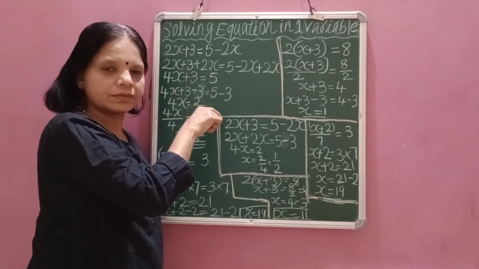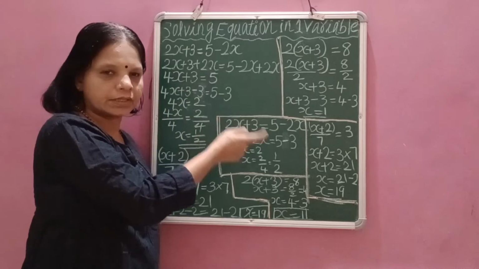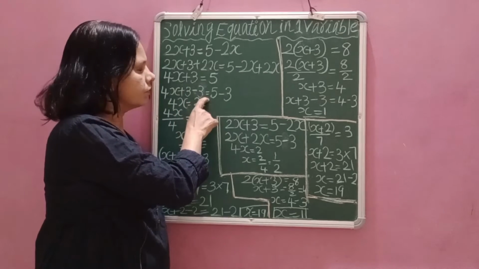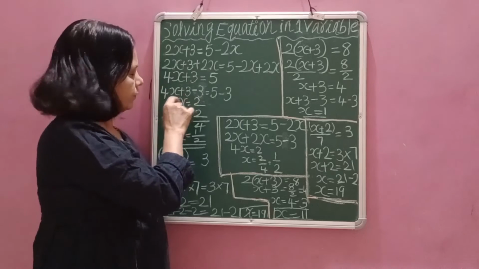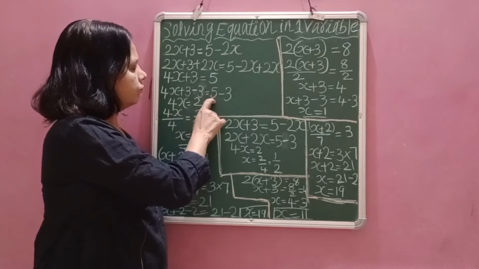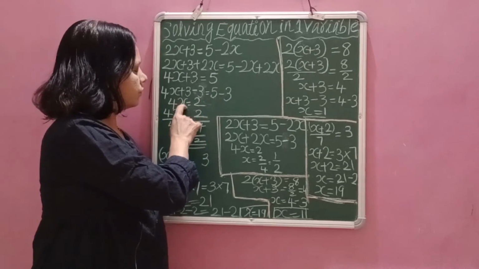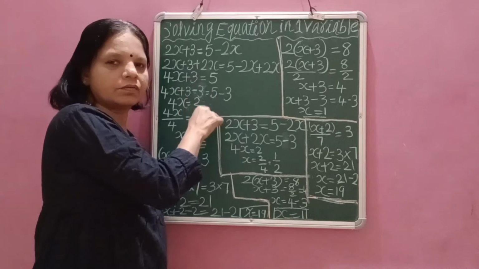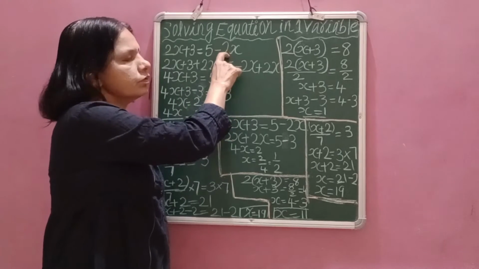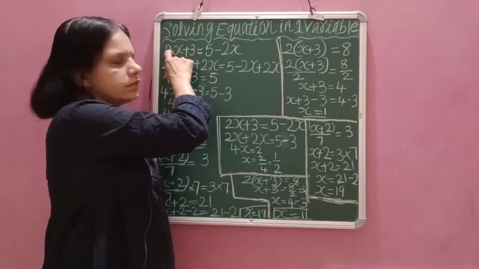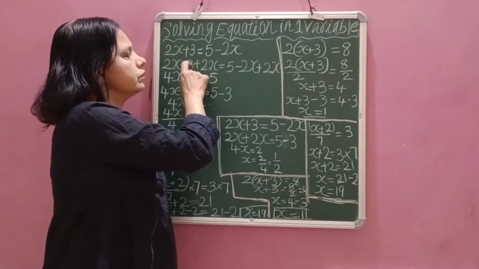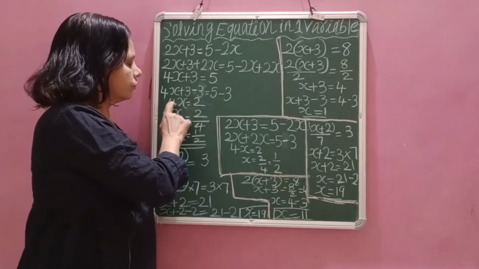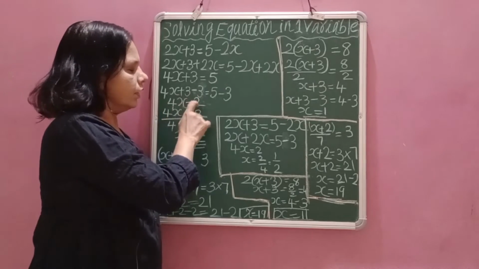So what is the next step? Subtracting 3 from both the sides. That is 4x plus 3 minus 3 equal to 5 minus 3. 5 minus 3 is 2. 4x equal to 2. 3 minus 3, 0. In this way, one by one you have to do. First we move 2x to LHS, then we move plus 3 to RHS. Now 4x equal to 2.